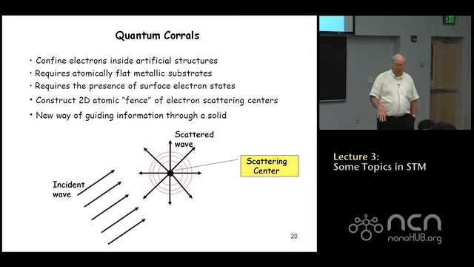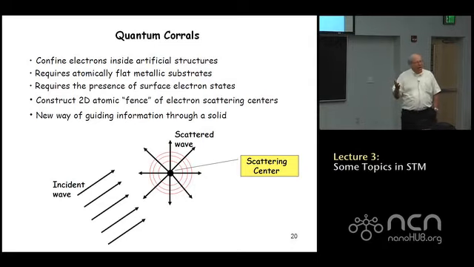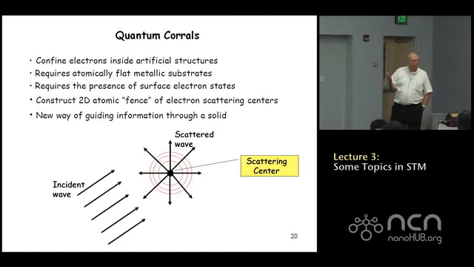So these are surface states that we're looking at. They're not the bulk electron states that we talked about 2 or 3 lectures ago. But it turns out a lot of the metals have these surface states located on them. And I think the example I'm going to show is a copper surface. So these surface electron states are there. They're states that just run parallel to the surface. They don't propagate into the metal. What you do to make a quantum corral is you construct from atoms a fence. Right? You make a fence of atoms, and this fence of atoms is then very efficient at electron scattering.